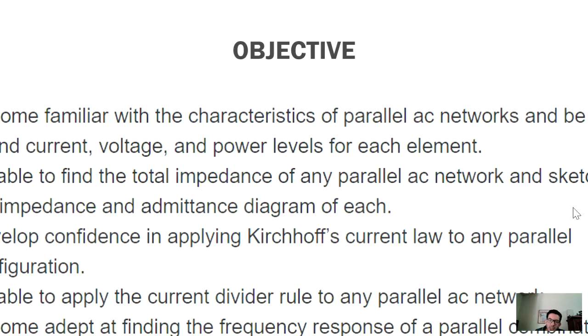The objectives are to become familiar with the characteristics of parallel AC networks, be able to find the total impedance of circuits in parallel, use Kirchhoff's law to find the current through the branches of the circuit, and keep using the divider rule to find the quantities within the circuit.